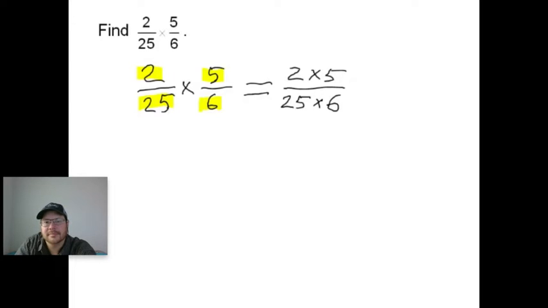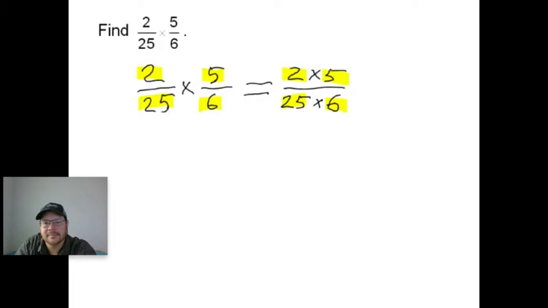2 goes into 2 once, 2 goes into 6 3 times. 5 goes into 5 once, and 5 goes into 25 5 times.